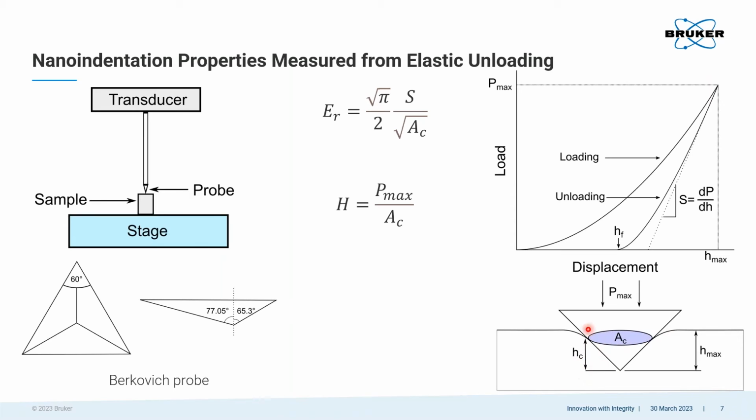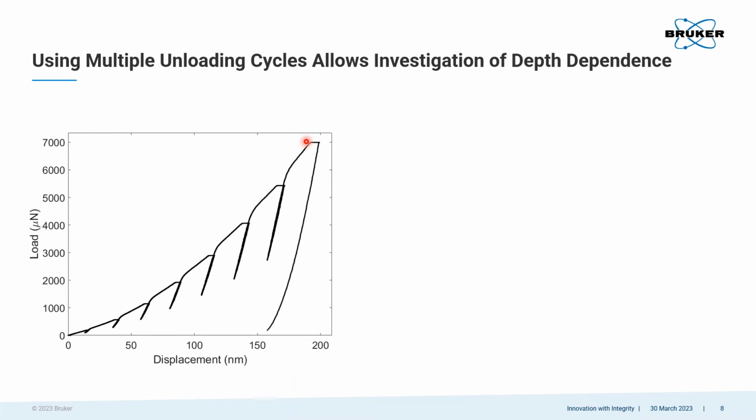And that's evaluated at our contact depth, hc, which is actually related to the maximum contact depth minus this epsilon term times the maximum load over our stiffness. So it's important that we be able to accurately measure this unloading stiffness, because this stiffness gives us our contact depth, which gives us our contact area, which gives us both of our desired property measurements of modulus and hardness.